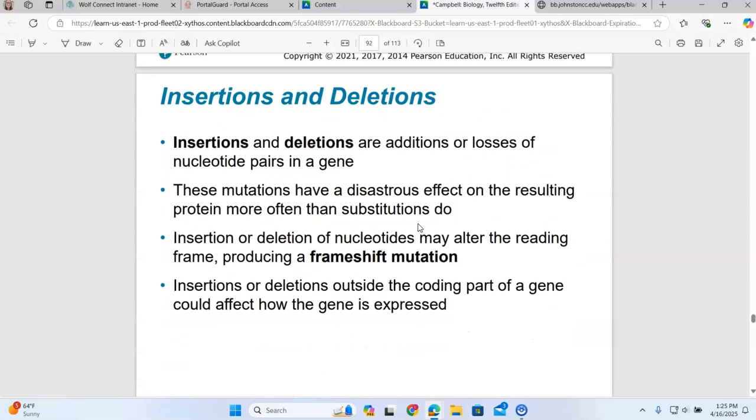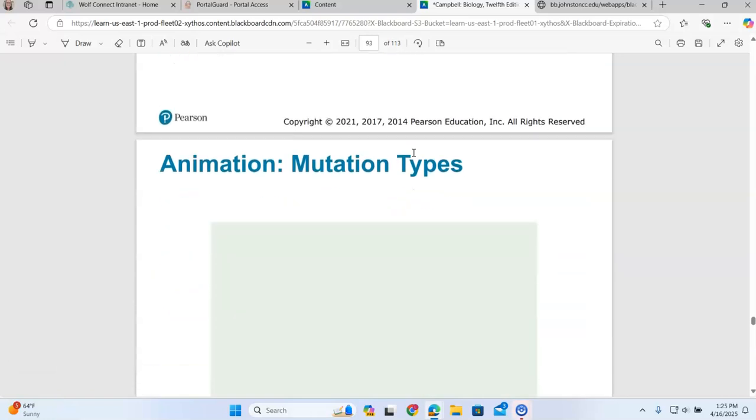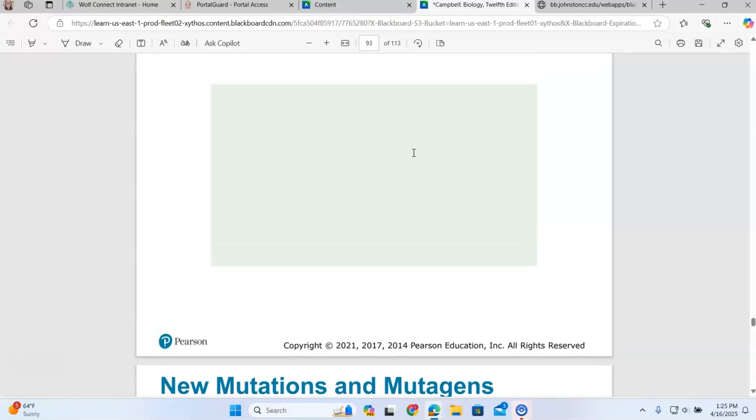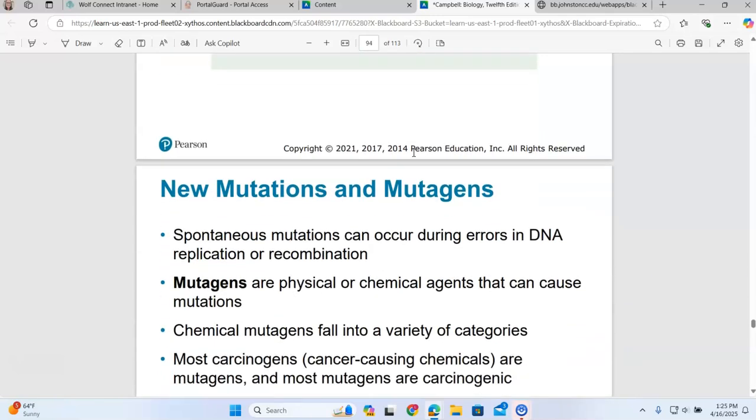Insertions and deletions are what we call frame shift mutations. They will change the codons from that point on. They are frame shift mutations, and they are normally more serious than a substitution. Here's an animation on the mutation types, and it's slide number 93.